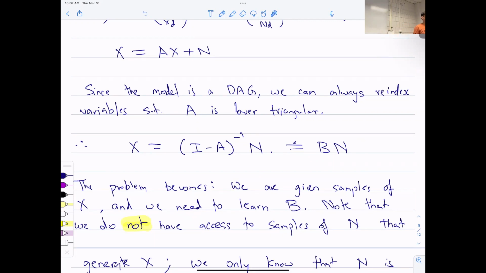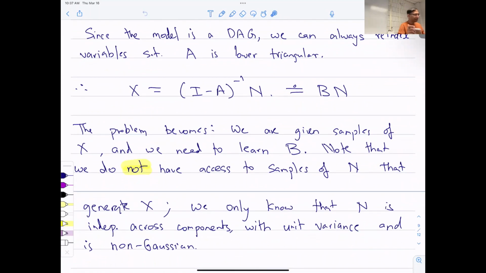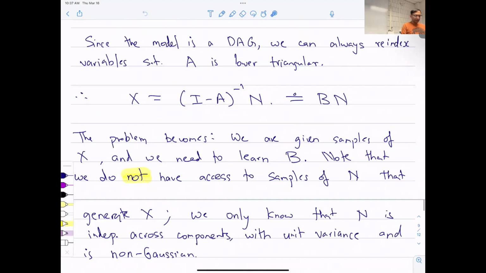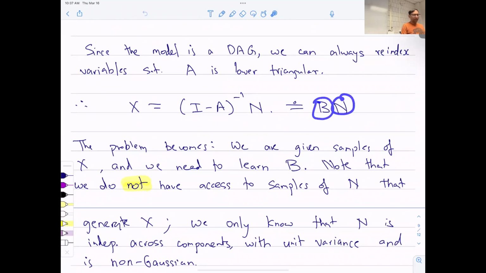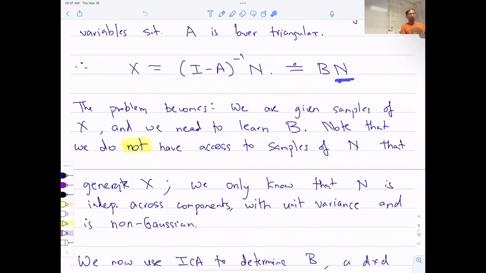How did you get (I minus A) inverse? In this equation, I just take AX to the other side. So it's I minus A times X, and just take the inverse. And it's lower triangular, so it's invertible. Oh, I see. Right? So starting from this, I can get this. And this is what we're going to call B. The problem is, we don't know either one of these, but we want to recover this. Okay, that's the question. But we do know that N is non-Gaussian, and we'll see that that's going to be crucial in actually figuring B out.